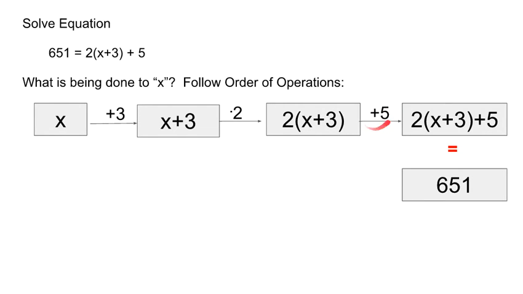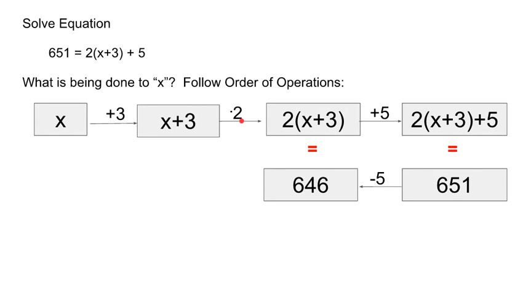So the last thing we did was plus 5. The inverse of plus 5 is minus 5. There we go. And that leaves us with 646, because 651 minus 5 is 646. Another way to think about that is, if this whole thing was 651, well then this part here, this 2 times (x plus 3), has to be equal to 646. Why? Because 646 plus 5 is 651. So now we have this part, 2 times (x plus 3), equaling 646.